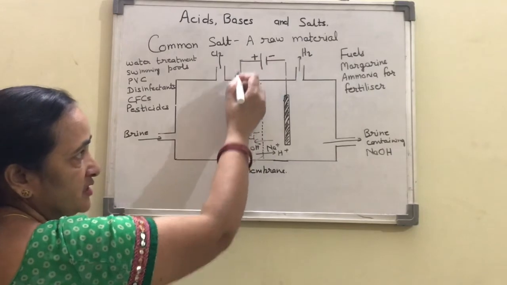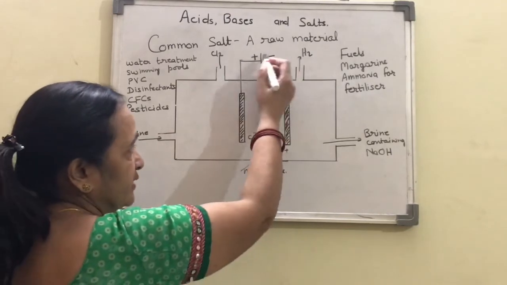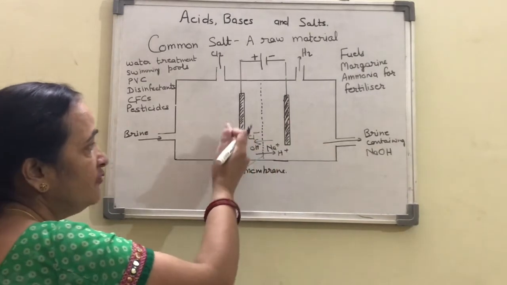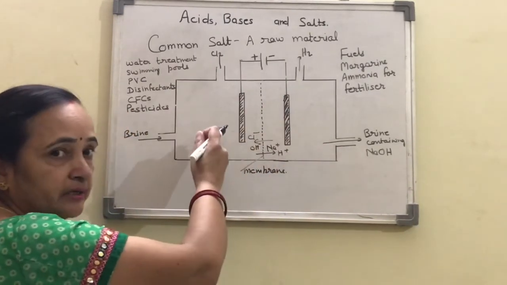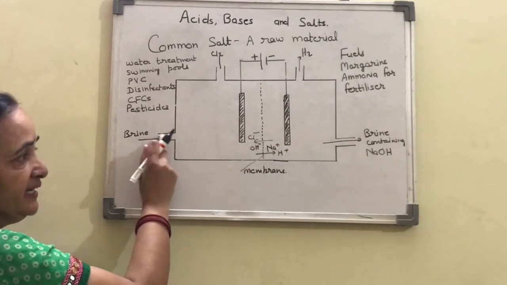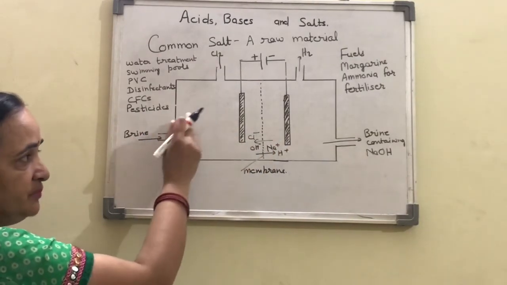This is positive, this is anode, here this is cathode, and here is a porous membrane so that these ions can move from one part to the other part. Then here there is an inlet, from here the brine solution can be entered.